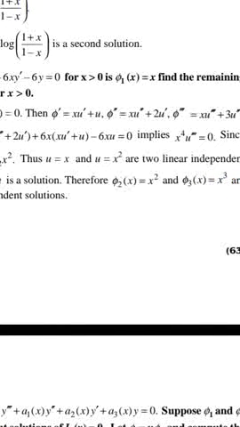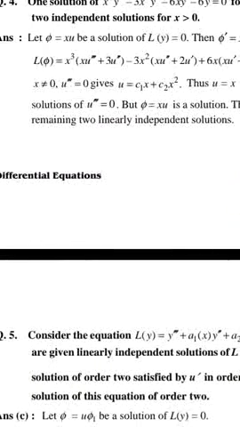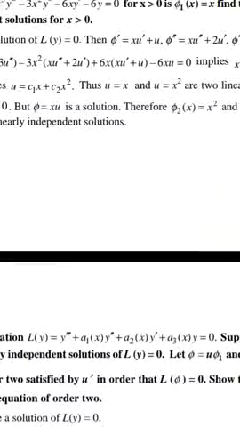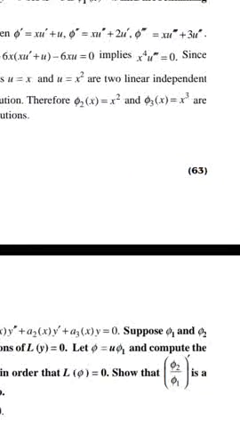Then phi dash is equal to xu dash plus u, phi double dash is equal to xu double dash plus 2u dash, phi triple dash is equal to xu triple dash plus 3u double dash. L of phi is equal to x cube (xu triple dash plus 3u double dash) minus 3x square (xu double dash plus 2u dash) minus 6x (xu dash plus u) minus 6xu is equal to 0, which implies that x to the 4 u triple dash is equal to 0.